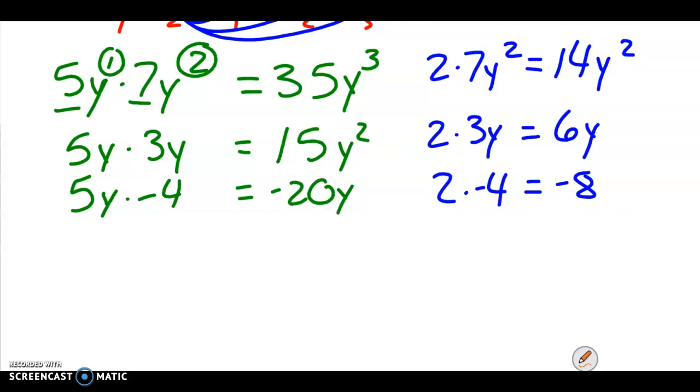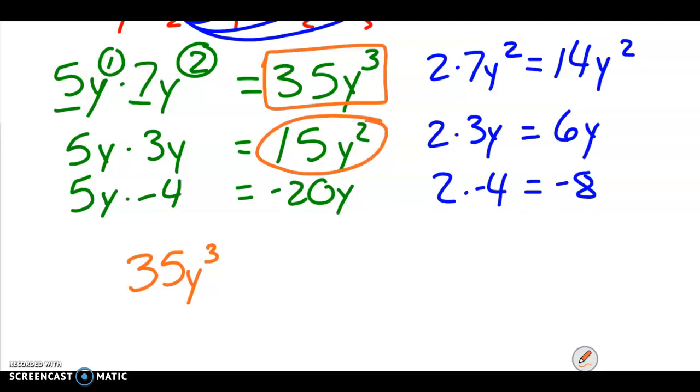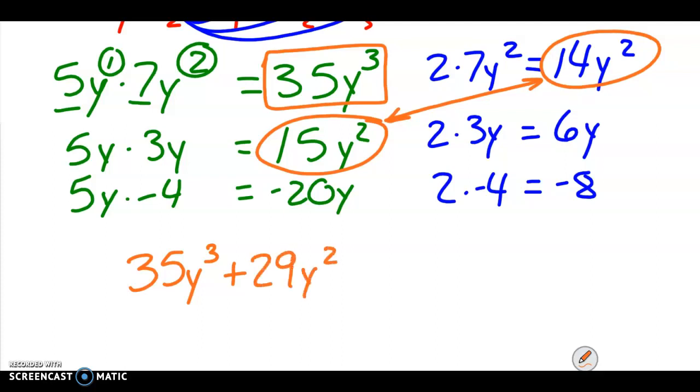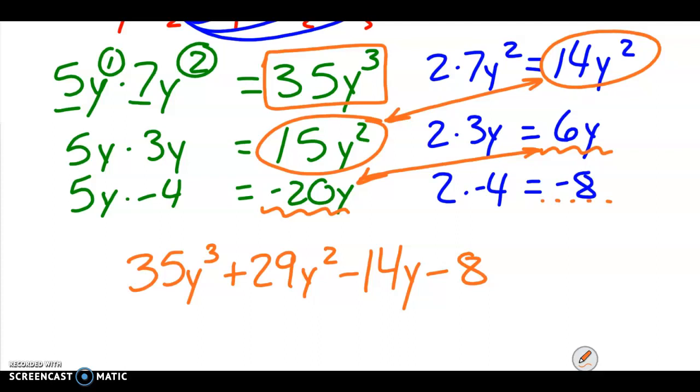So we've got 1 cubed term. There are no others. So we've got 35y cubed. Okay? And then we end up with a 15y squared and a 14y squared. So those two have to combine. 15 plus 14 is going to be 29y squared. We end up with a negative 20y and a 6y. Those two have to be combined. They're like terms. Negative 20 plus 6 will be negative 14y. And then that last term all by itself is that one constant of negative 8.